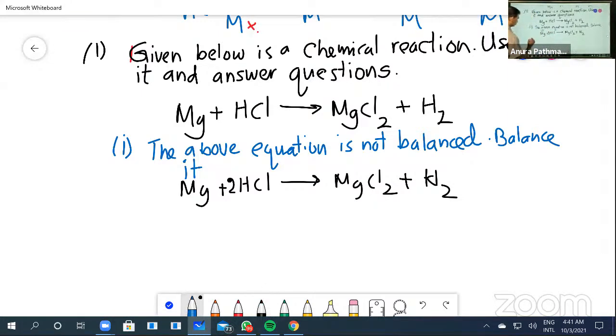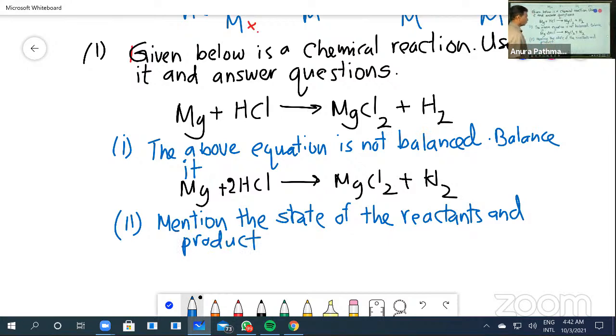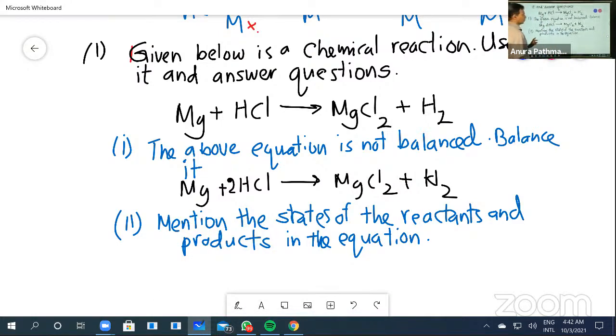Second one. Mention the states of the reactants and products in the equation. So how are you going to mention that one?